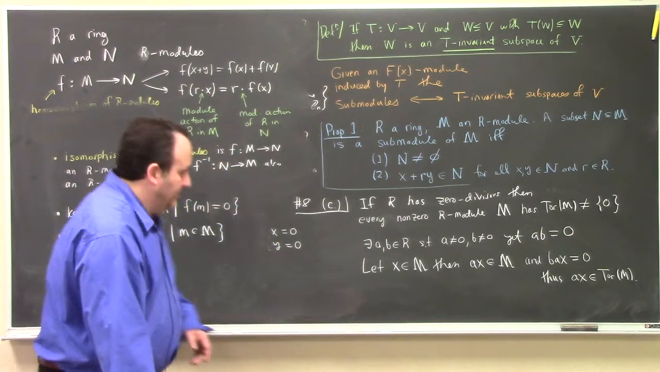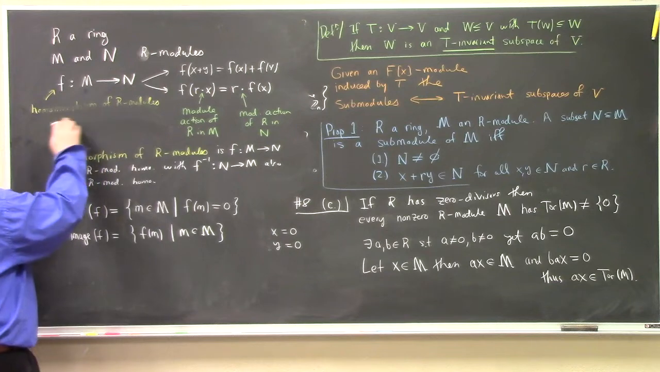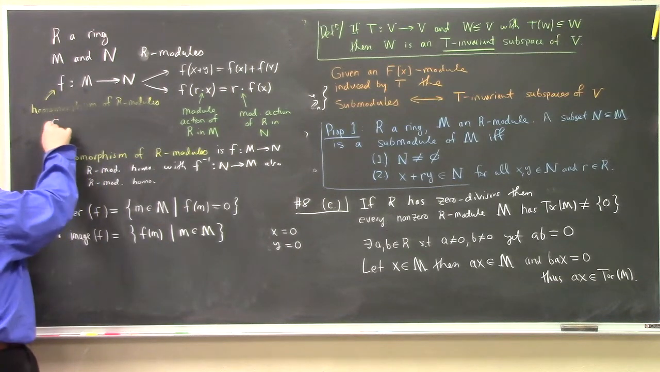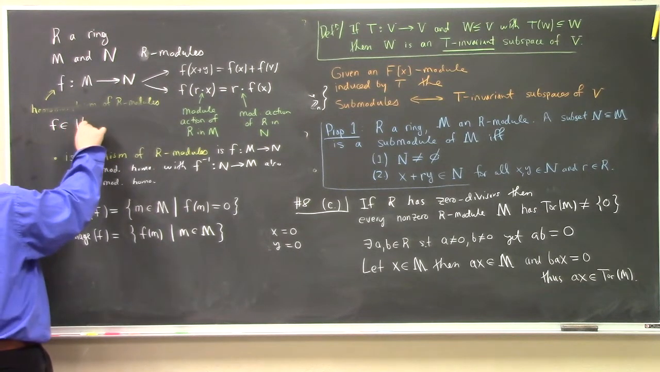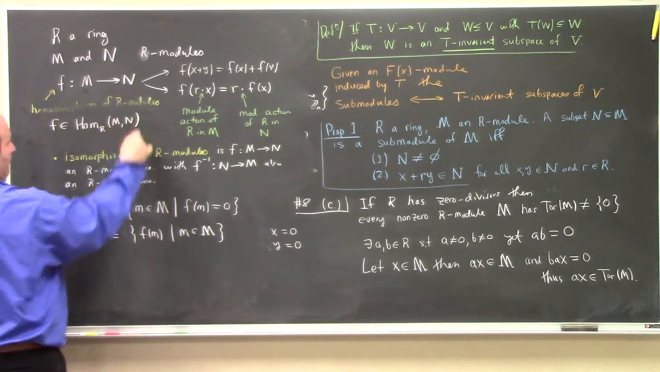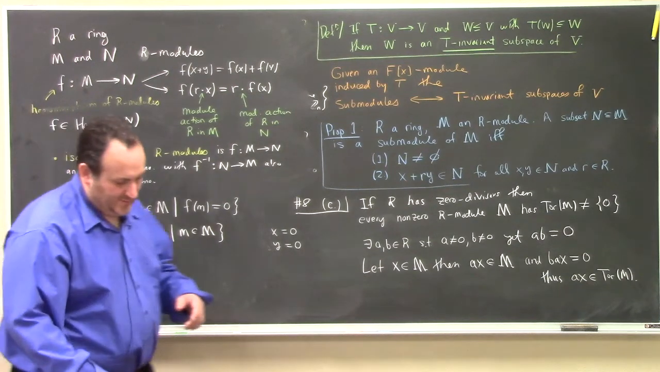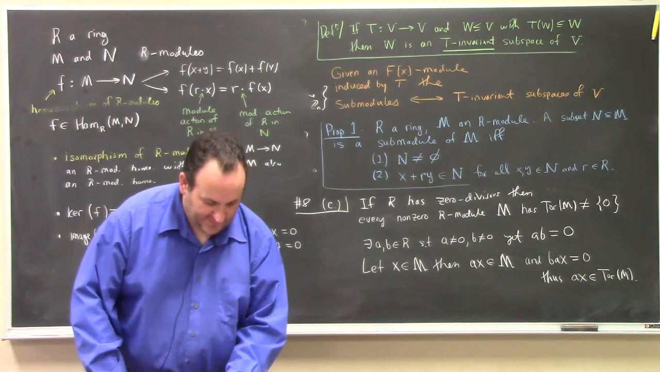And there's also notation. The set of all such homomorphisms of R modules is denoted Hom_R(M, N). Or "hom R M N"; no one says that. I don't even say that.